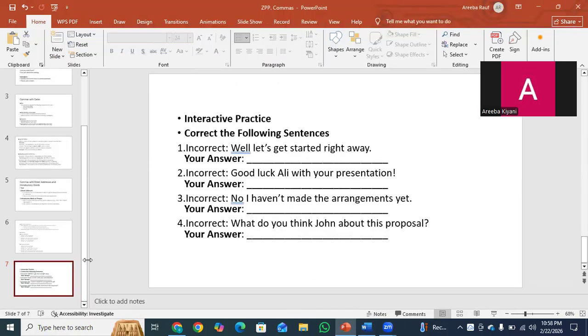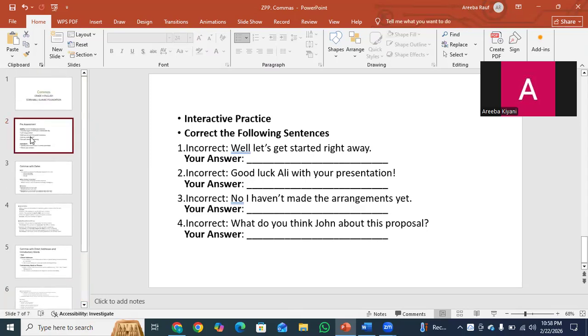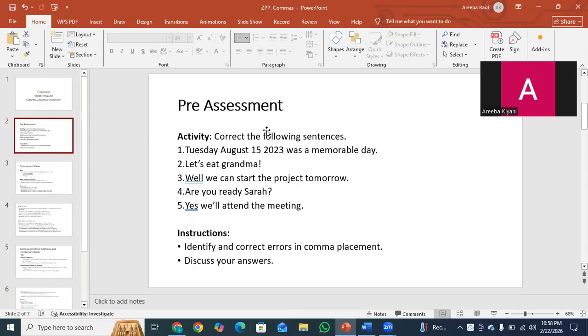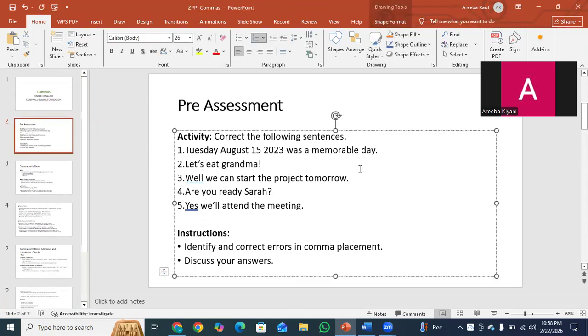So I think you can do this activity easily now. Do this activity and write the answers in your notepad or drawing book.